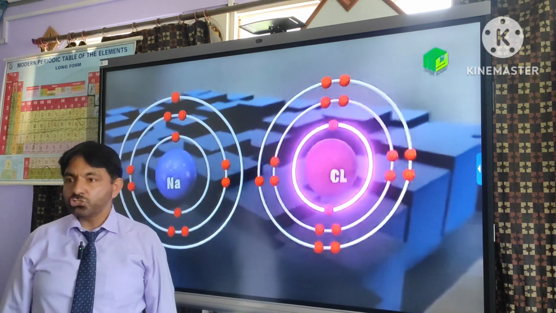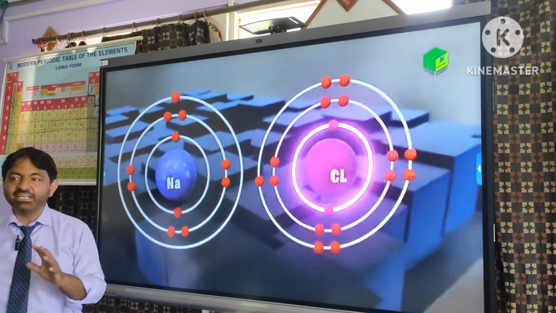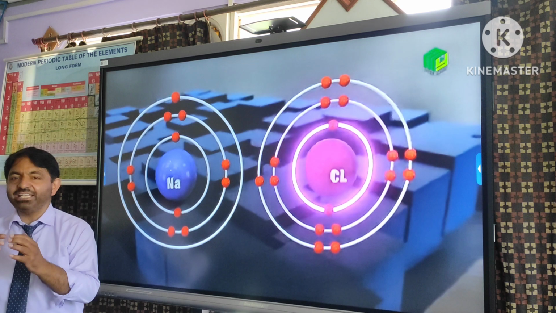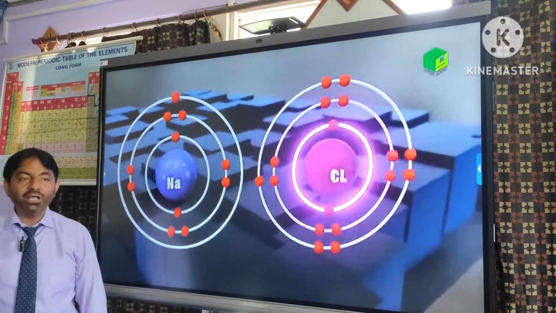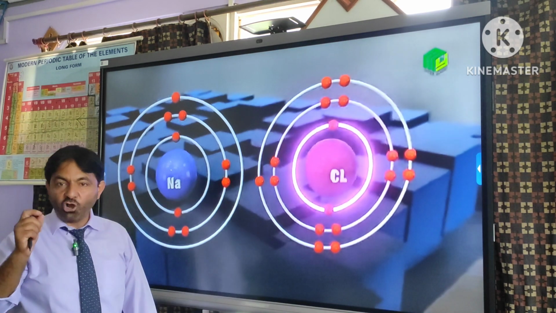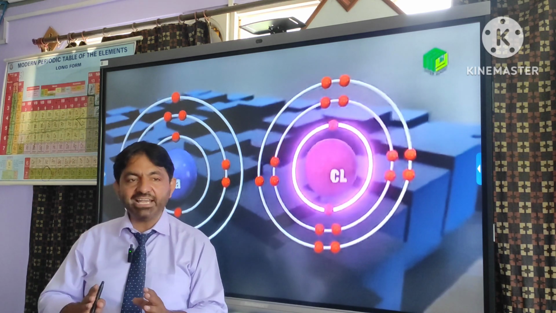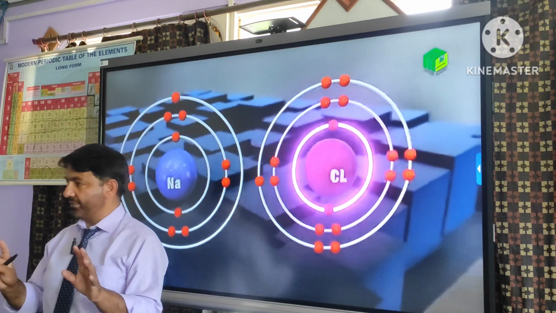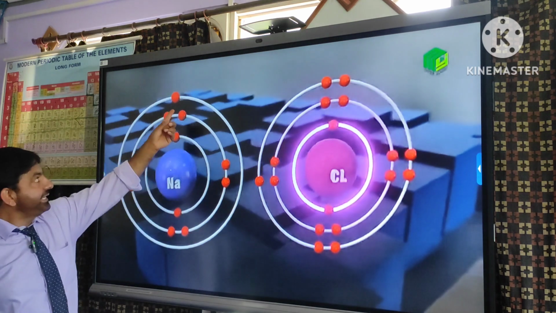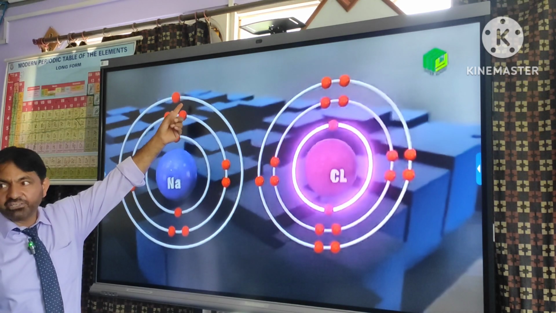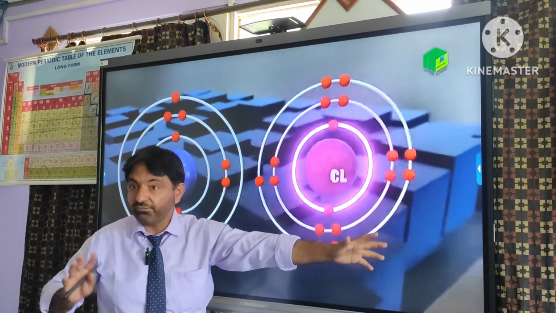Is it okay? So elements are only stable when their outermost shell is completely filled. Completely means it should have 8 electrons. That is the octet rule. If any element has 8 electrons in its outermost shell, then it is stable. It will not react. But if it has less than 8 electrons, then it will react. Sodium has 1 electron, so it will react. And chlorine has 7 electrons, not 8, so that will also react.